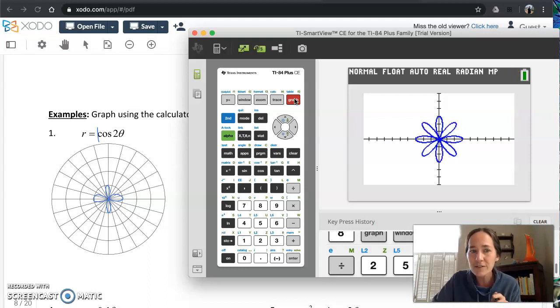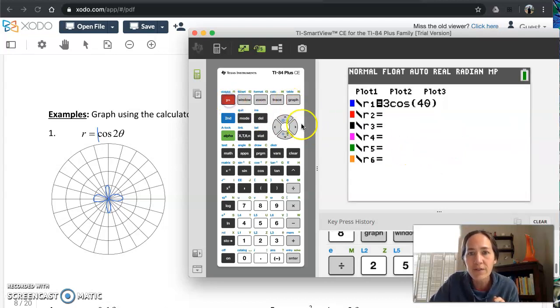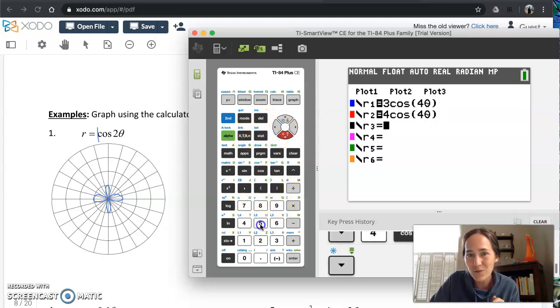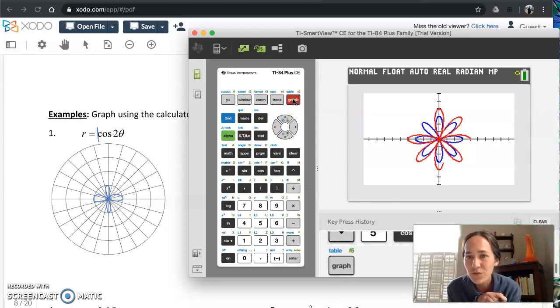And we could do a lot to this. We could spice this picture up. I love how this thing graphs in color. I'll go down to my second r equals, and I'll make it a 4. I'll put 4 cosine and still the 4 theta. And then, while I'm at it, let me do a 5 as well. Let me add as a third equation 5 cosine 4 theta. And now feast your eyes on this. You have the original flower, you have a nice, beautiful, bigger flower, and a third flower outside of it.